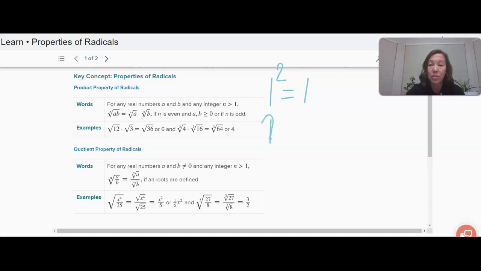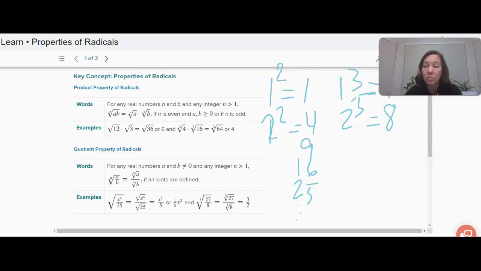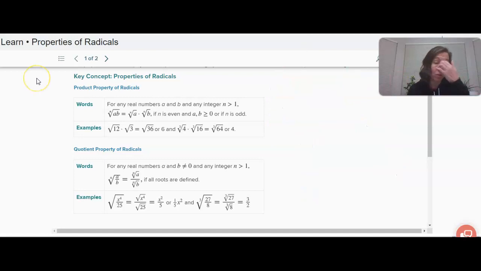So by perfect squares, I mean 1 squared is 1, 2 squared is 4, 3 squared is 9, 16, 25. Just have a list of maybe up to 10 squared, 11 squared, 12 squared, stuff like that. And then also having a list of perfect cubes, like 1 cubed is 1, 2 cubed is 8, 3 cubed is 27, 4 cubed is 64. Okay, you get the idea. 5 cubed, 6 cubed, so on and so forth. Just having a list close by while you're working might be helpful.